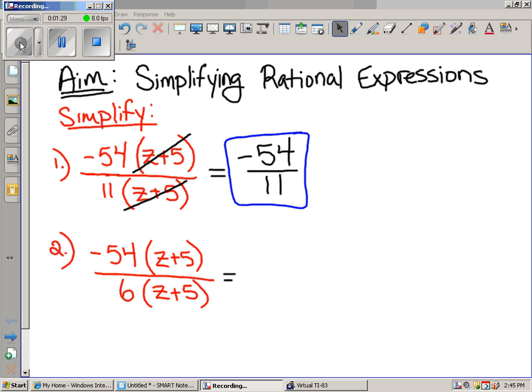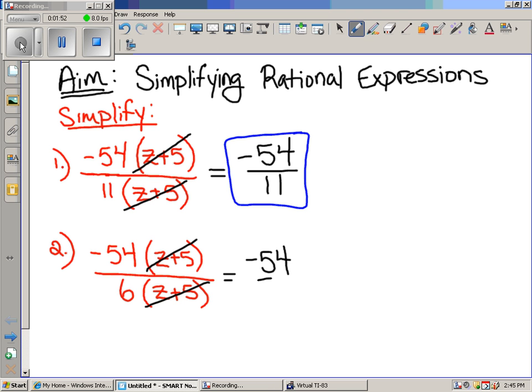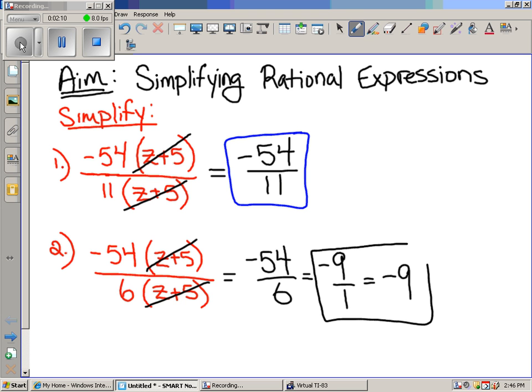All right. So problem number 2. Problem number 2 is exactly like problem number 1, except you'll notice that I changed the number. Instead of it being 11, now it's 6. But the same process occurs, right? These two are the same, so they cancel away. And then what you're left with is just this. What's negative 54 divided by 6? You could say negative 9 over 1. That's cool. What's negative 9 divided by 1? Or you could just say negative 9. Either way, this is the answer to the problem.